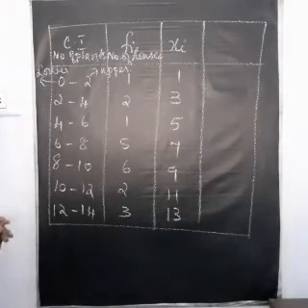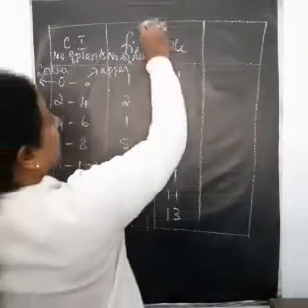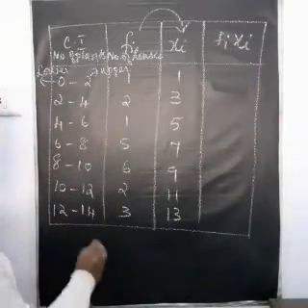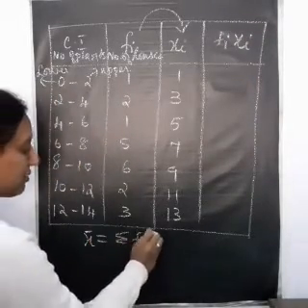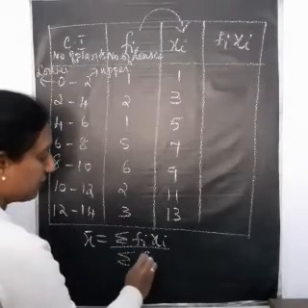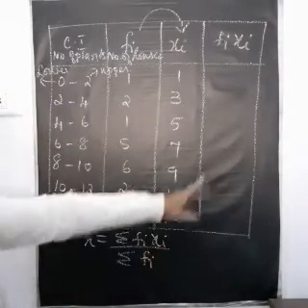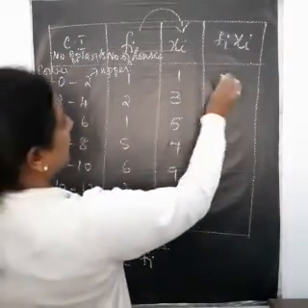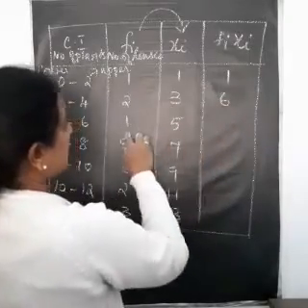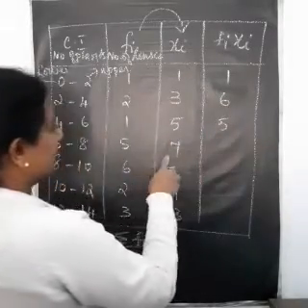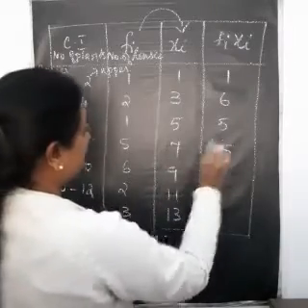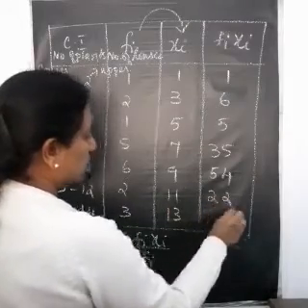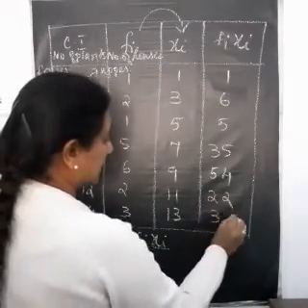So we have got the class marks. The next thing we have to do is multiply fi into xi, because the mean is equal to sigma fi xi by sigma fi. So sigma fi xi means I have to find fi xi and then add this column. When we multiply, I will get 3 ones are 3, 2 threes are 6, 1 five is 5, 5 sevens are 35, 6 nines are 54, 2 elevens are 22, and 3 thirteens are 39.